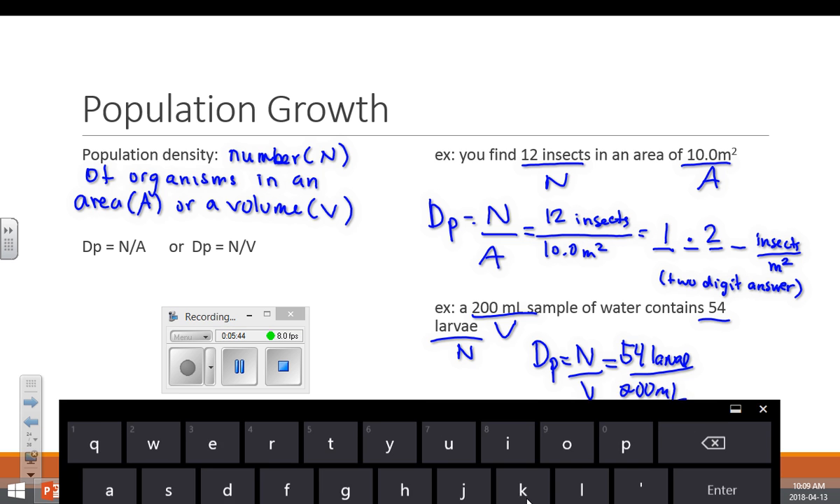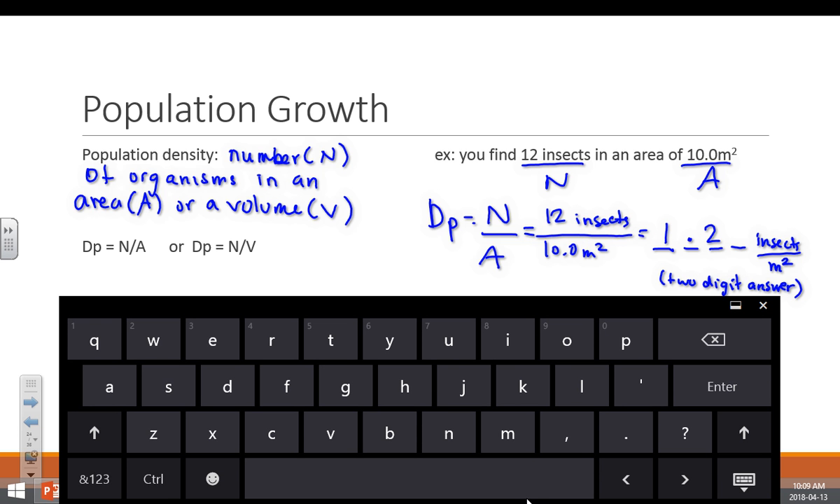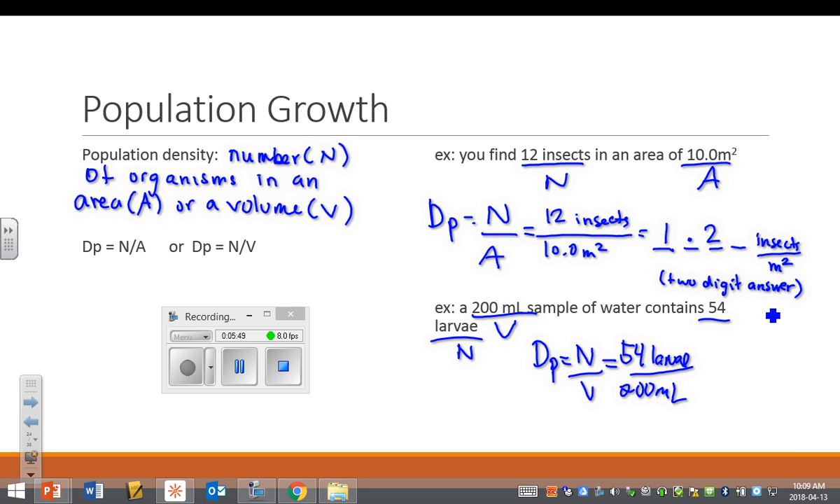So I'm going to do 54 larvae divided by 200 milliliters. Again, if it was a numeric response question, it would tell you how many digits to put. So I'm going to simulate this one. Now there are 4 spaces in a numeric response answer. The decimal could take up one of those spaces and often does. So in this particular example, the answer is 0.27 larvae per milliliter.